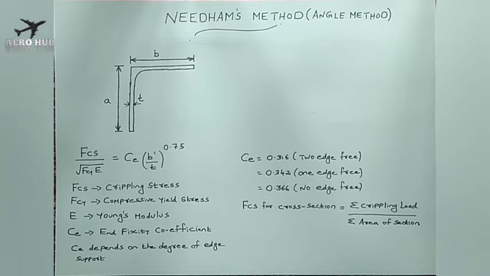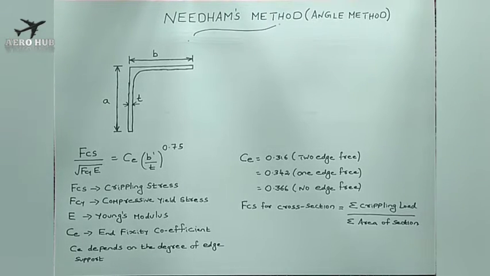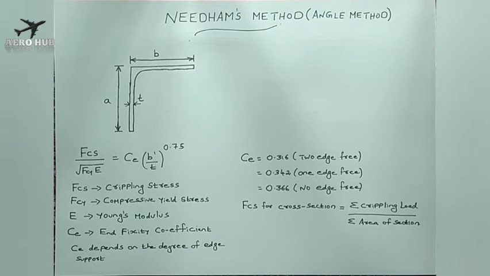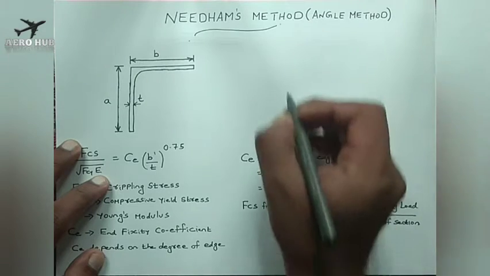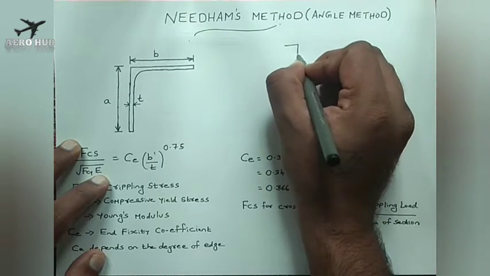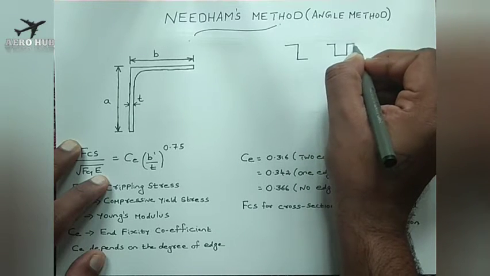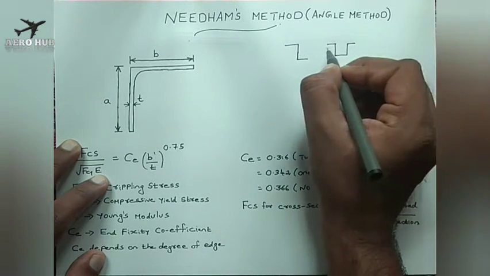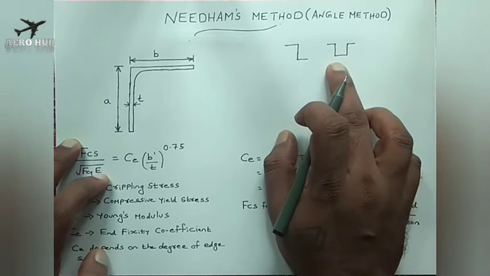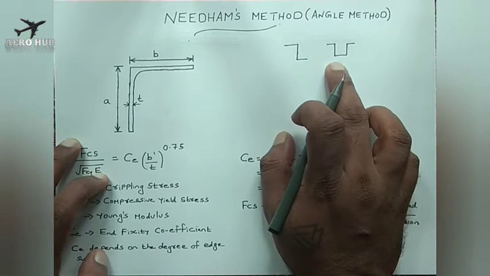And in this lecture we'll discuss Needham's method or angle method. In the previous lecture we discussed buckling of an aircraft wing and also the criteria to select the stiffness for an aircraft wing or for any airframe sections. We discussed that we'll be using sections like Z section and hat section as stiffeners for airframe sections.